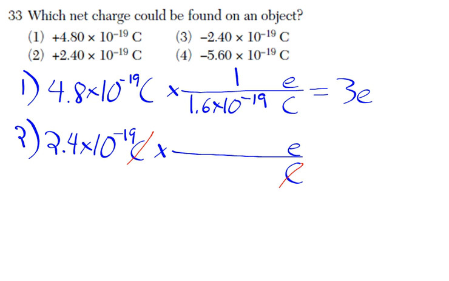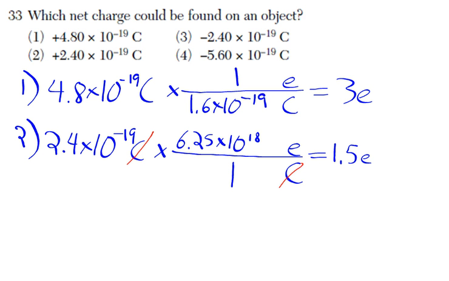All right, but for this one, let's try to use that 6.25 times 10 to the 18. I know that 1 coulomb is equal to 6.25 times 10 to the 18 elementary charges. So you put this in the calculator, you get 1.5 elementary charges. Now that's an example of a net charge that could not be found on an object.